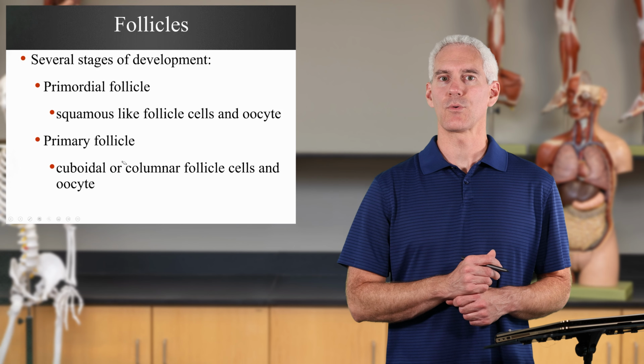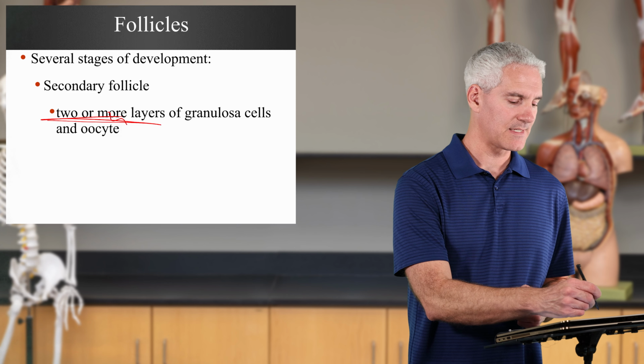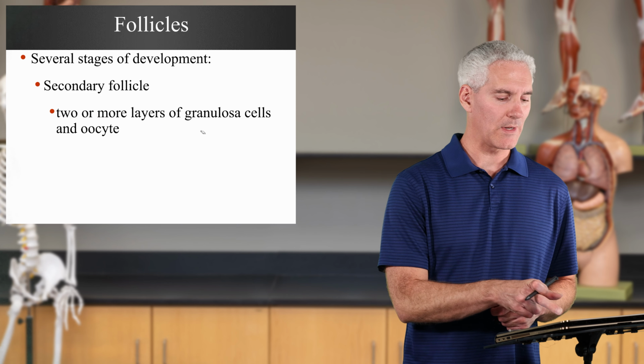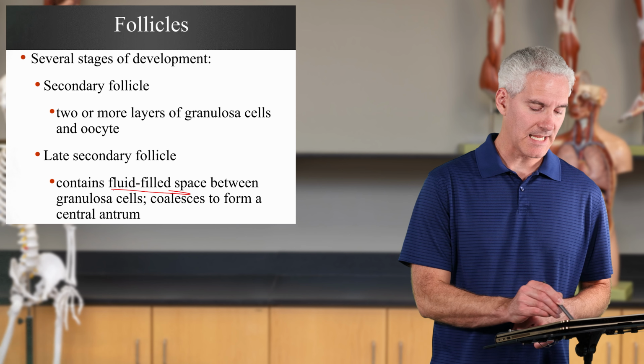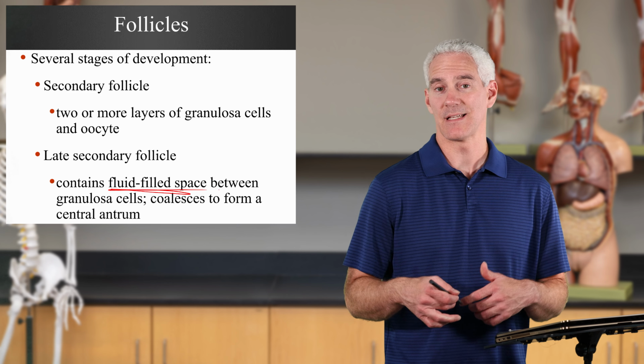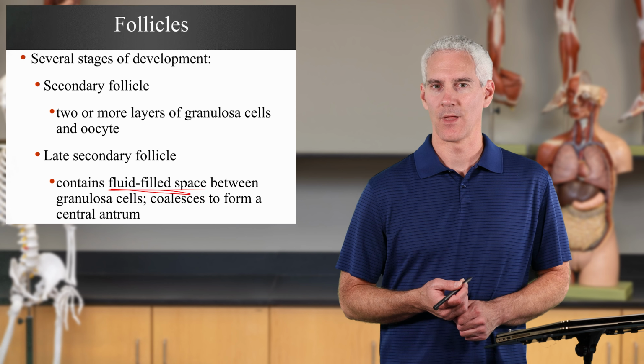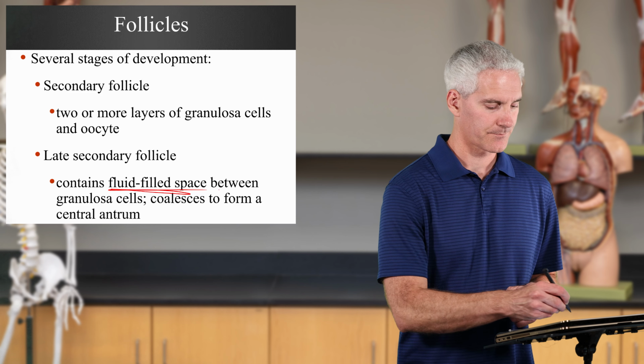From the primary follicle, we go into the secondary follicle. Secondary follicle, 2 or more layers of those granulosa cells. So they're starting to get larger, with more layers around it. But then from this secondary follicle, we're going to go into the late secondary follicle. So late, what's the difference? The late secondary follicle has a fluid-filled space. It's basically a central antrum. So the layers start to separate, and you see a little fluid-filled space between the layers.